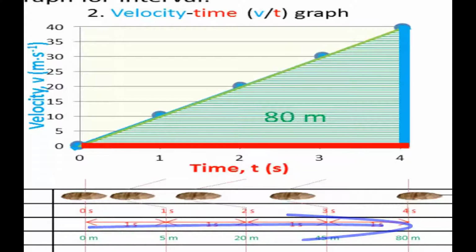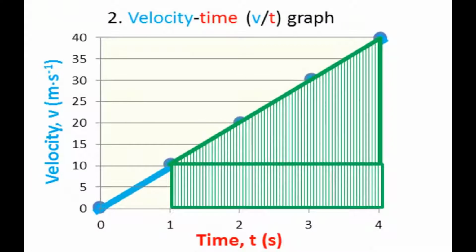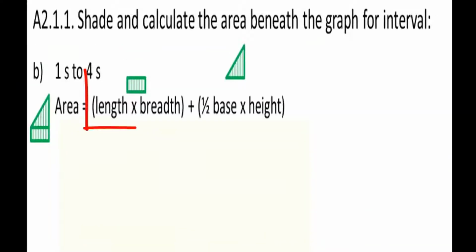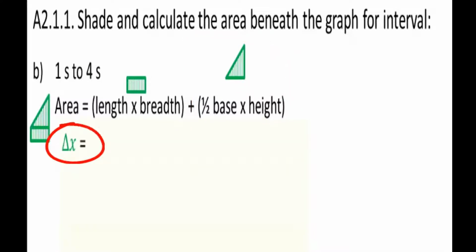to 4 seconds. Now let's calculate the area beneath the graph from time 1 to time 4 seconds. Notice that now we don't just have a simple triangle. We have a rectangle and a triangle. So we need to break our calculation up into 2 steps. We need to calculate length times breadth, the area of the rectangle, and then add that to half base times height, the area of the triangle. That's going to give us the displacement of the stone during this interval.